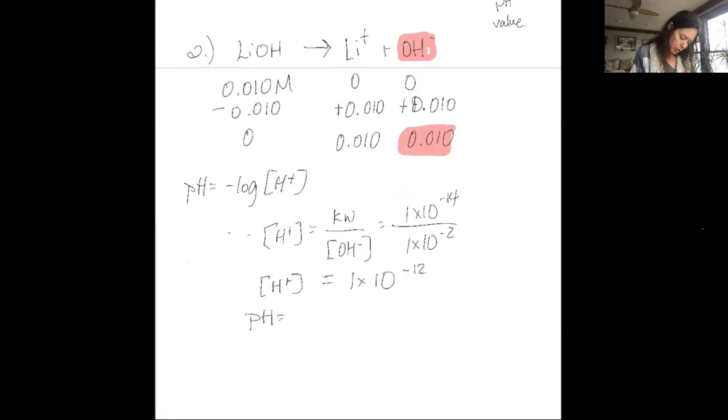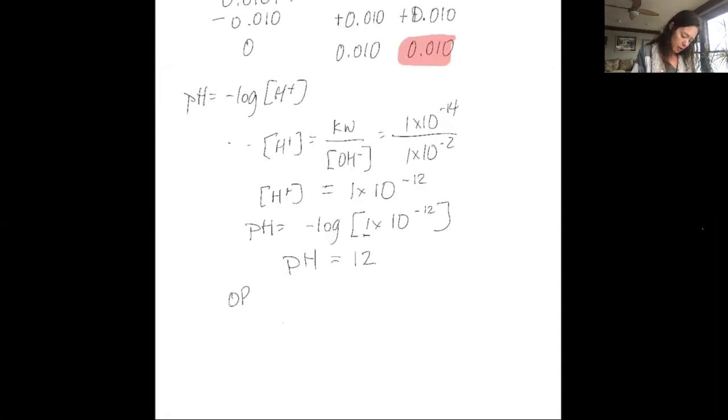pH equals negative log 1 times 10 to the negative 12th. You do not need a calculator. This is a 1. Therefore, the pH is equal to the exponent in its positive form.